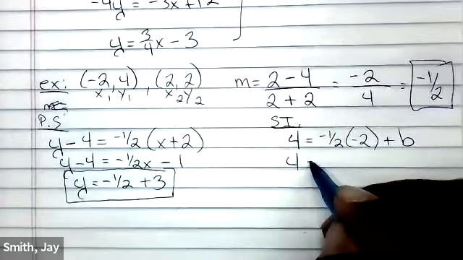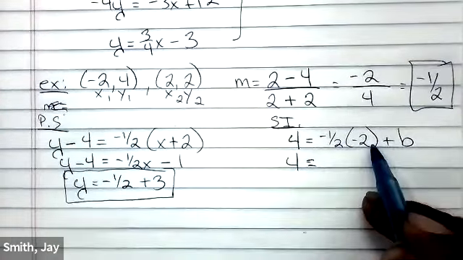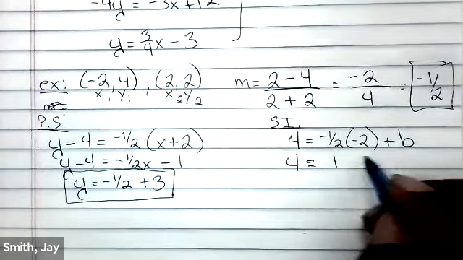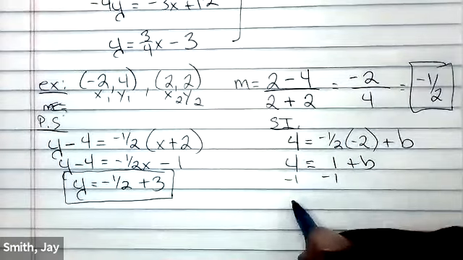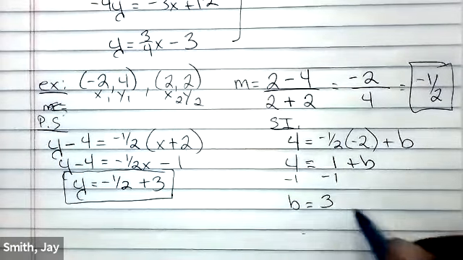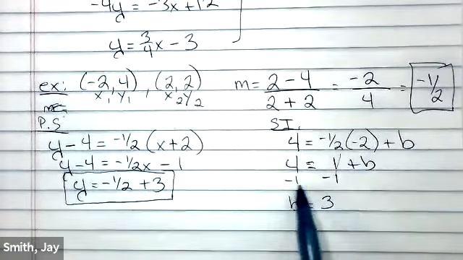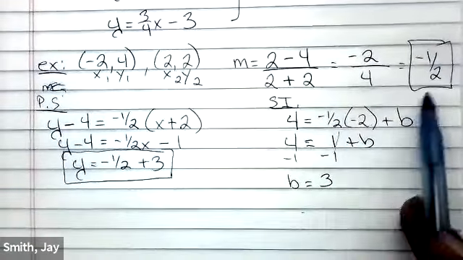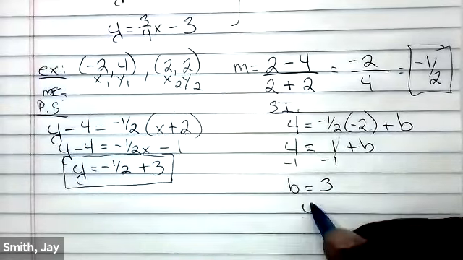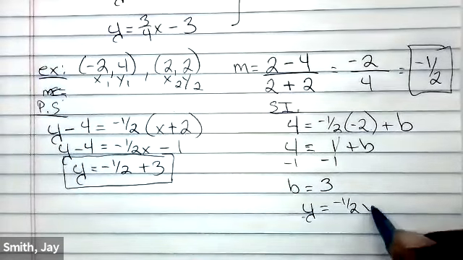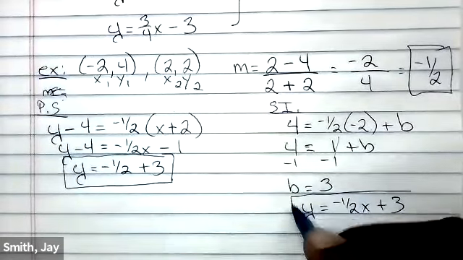It's going to be 4 is equal to -1/2 times -2, which gives me a +1, plus b. To get b by itself, let's subtract 1 from both sides. So b equals +3 because 4 minus 1 gives me 3. So now we have our slope, -1/2, and my y-intercept, 3. So we get the same equation: y is equal to -1/2 x plus 3.